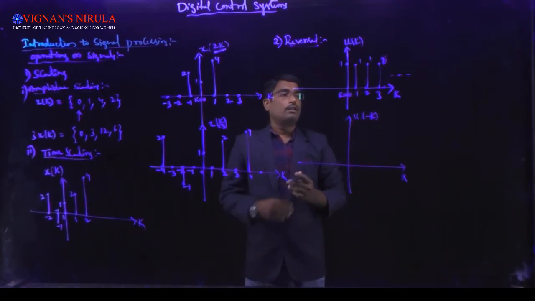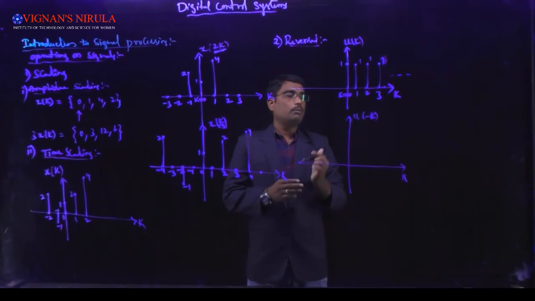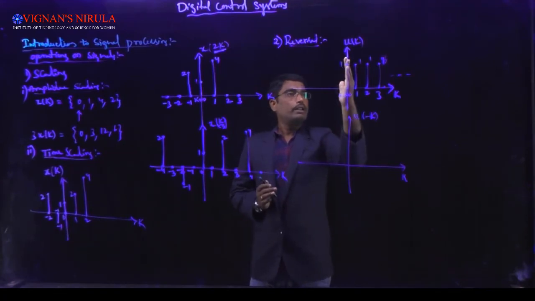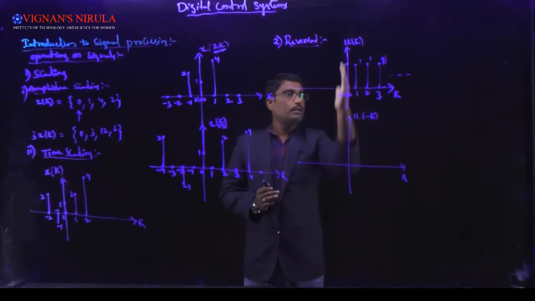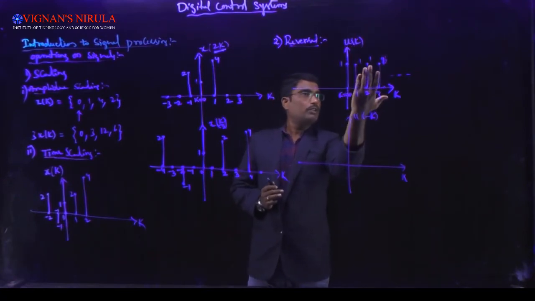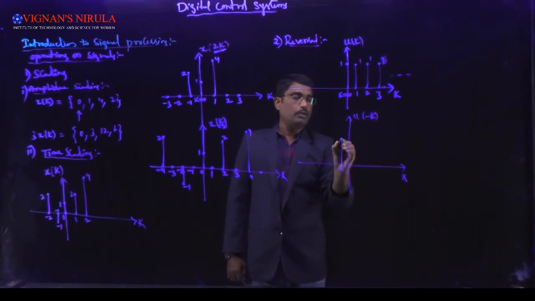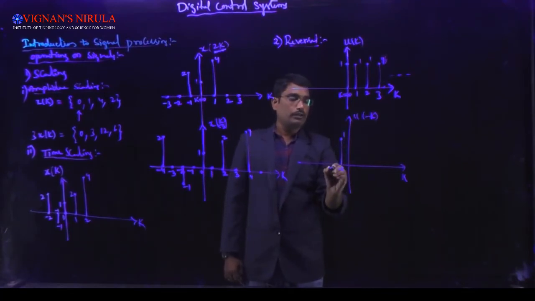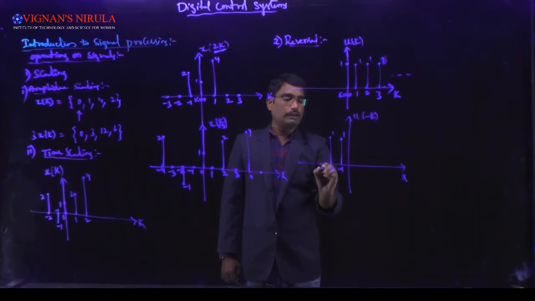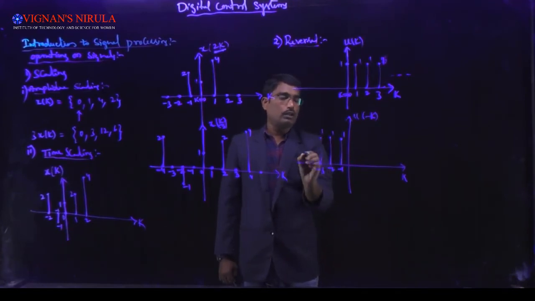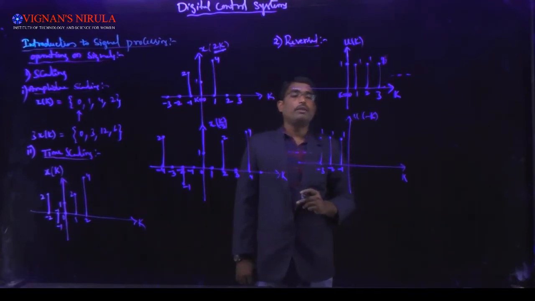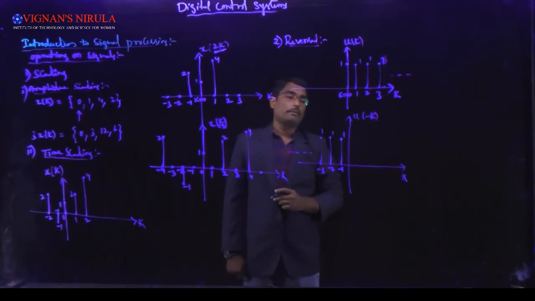So drawing the reversal of a particular signal means simply you are taking the mirror image of this signal about the imaginary axis. About the imaginary axis, mirror image means this signal comes over here. That means for -1 it will be 1, for -2 it will be 1, for -3 it will be 1, and so on. So this is the signal of u of minus k.